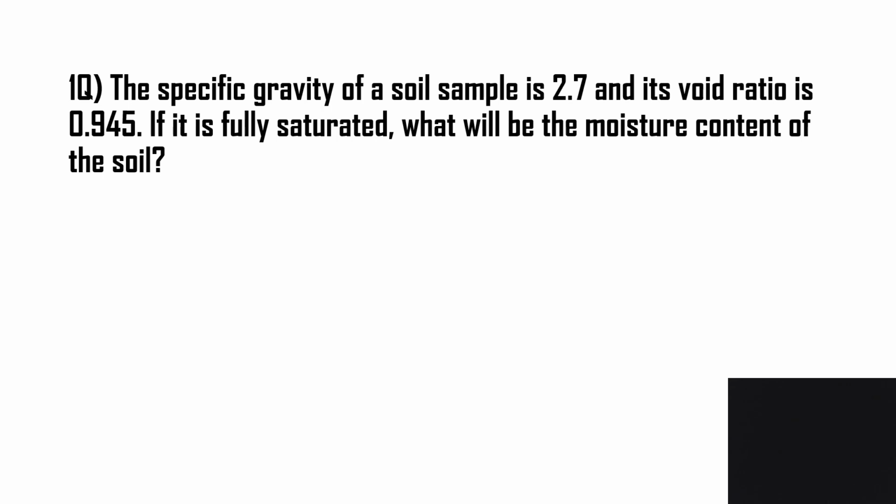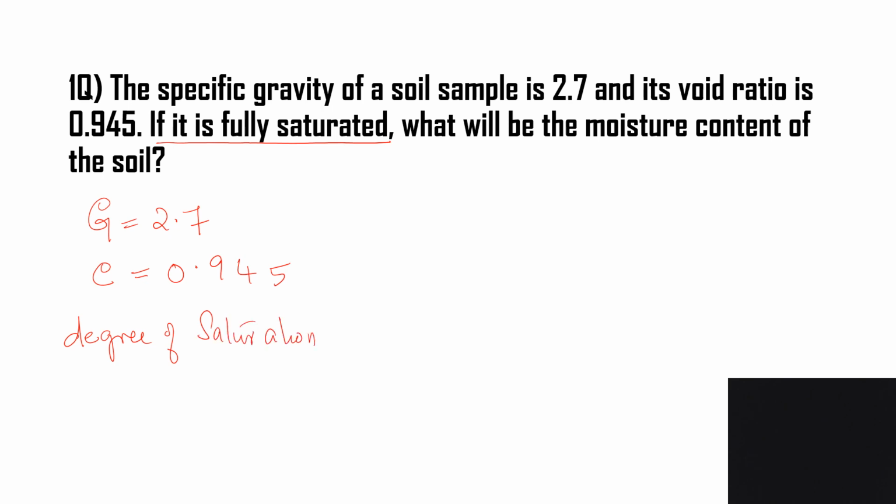Specific gravity of a soil sample is 2.7 and its void ratio is 0.945. If it is fully saturated, what will be the moisture content of the soil? So the data provided are specific gravity 2.7 and void ratio 0.945, and the soil is fully saturated. Fully saturated means the degree of saturation will be 100%. So we can take Sr = 100%.